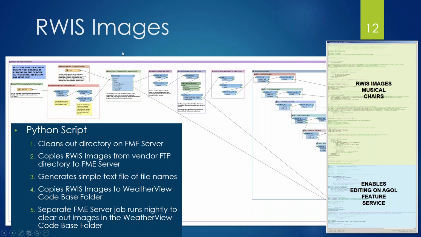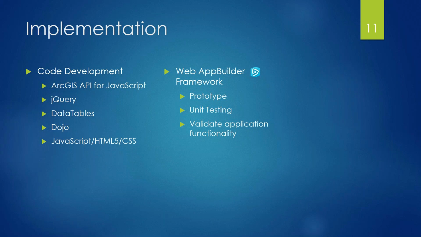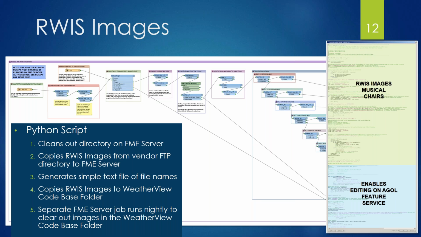So then we wanted to, the implementation. So the code development, we wanted to really focus on ArcGIS API for JavaScript, jQuery, data tables, Dojo, which is kind of a built-in library. It's a library by itself for JavaScript, but Esri really utilizes that in a lot of their applications. And then we wanted JavaScript, HTML5, CSS.